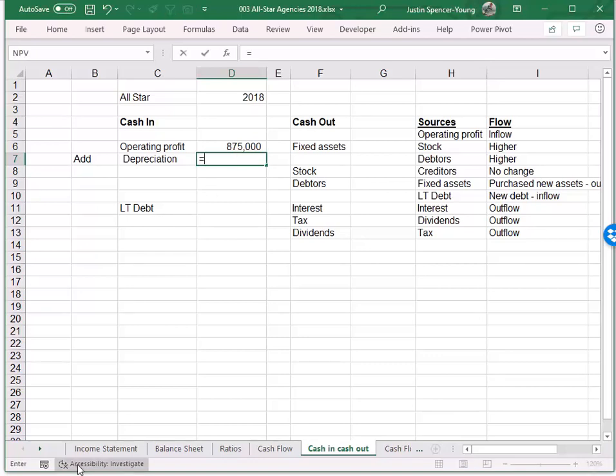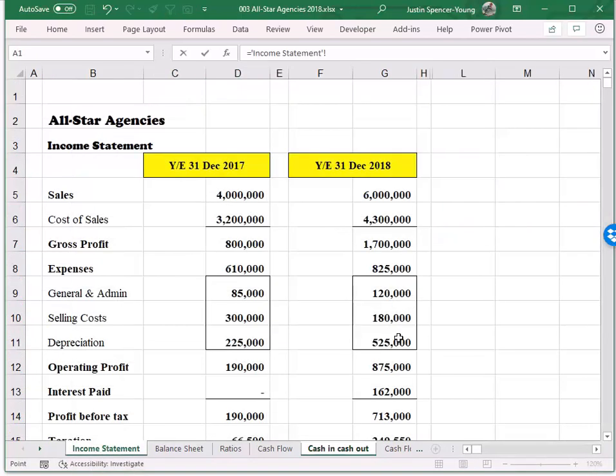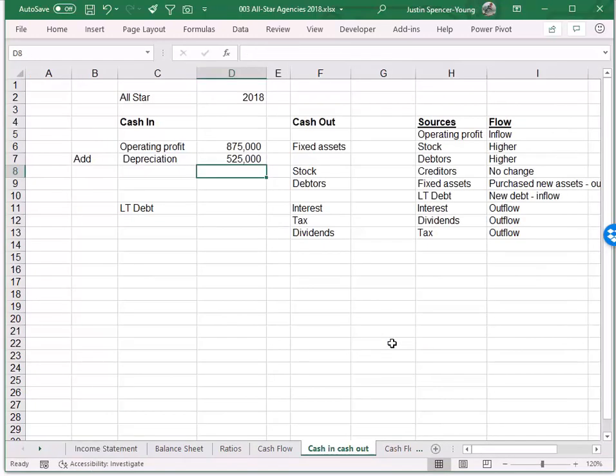So let's go and find that depreciation number. There it is, 525,000. Let's put it in there. Let's add these together. And now we have this 1.4 million, which is, let's call that the inflow or the cash in from the operations. So that was source of cash number 1 complete. Let's move on to the working capital components, and to do that we are going to do the stock. Let's do the stock first.